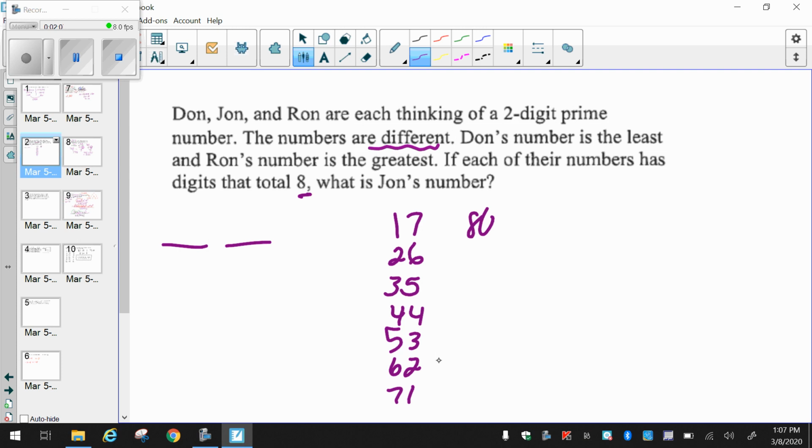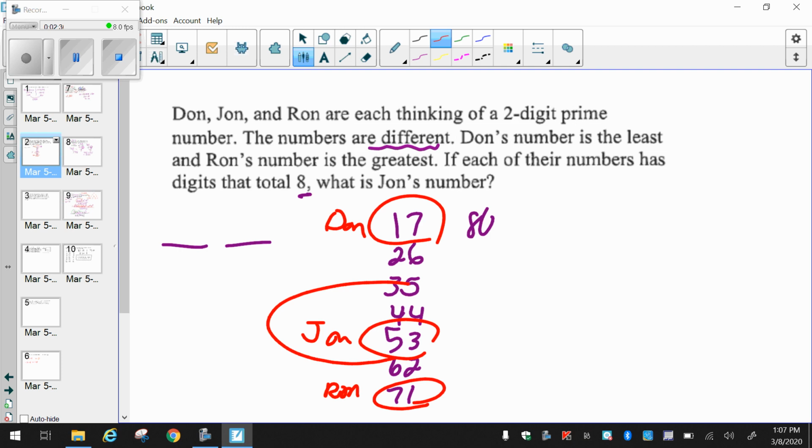Now, once we have these numbers, let's look for the prime numbers. So there's a prime number, there is a prime number, and there is a prime number. So there's our numbers. And then it says that Dawn's number is the least, so this is Dawn, and Ron's number is the greatest. So what's John's number? There it is right there.